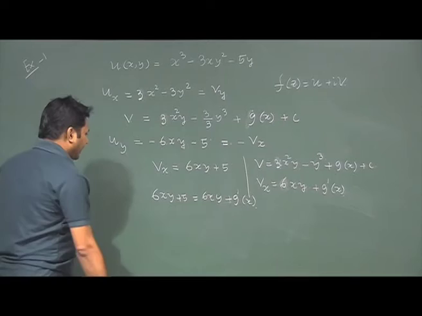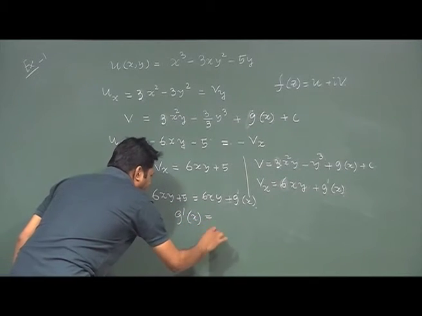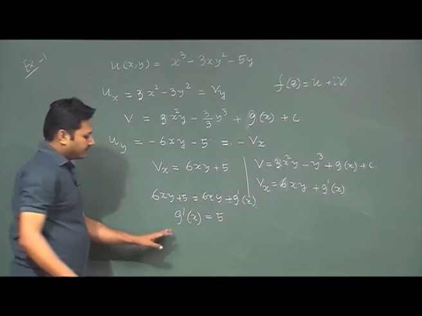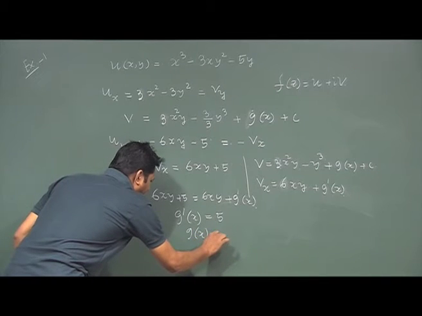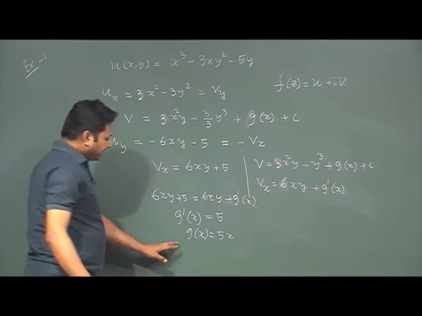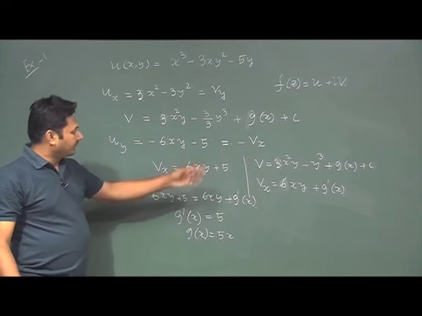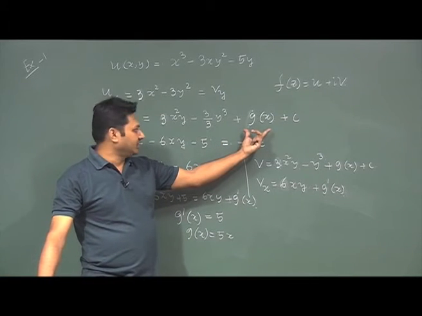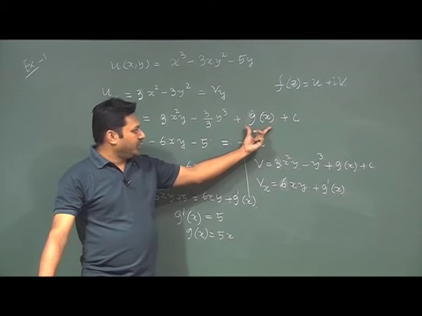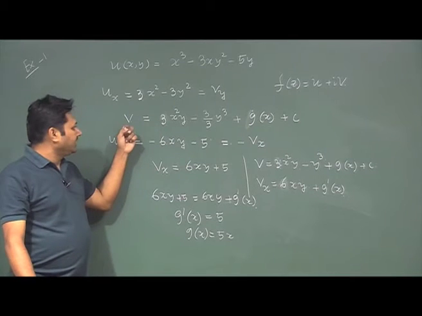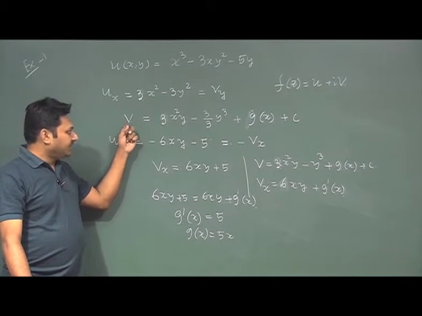So, if I write, so g prime(x) is 5. So, what is my g? g(x) is my 5x. So, that is my goal. I need to, as I mentioned, find out what is the function here, because this g I need to put as a function of x, because when I am integrating to find out my total v, I consider x as my constant.